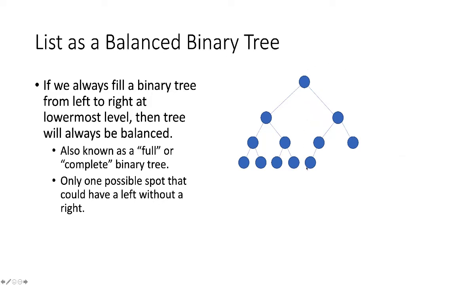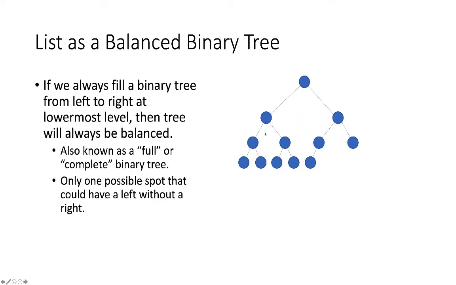So if we always fill a binary tree from left to right at the lowermost level, then the tree will always be balanced. And this kind of tree, which is filled completely from left to right, one level to the next, is known as a full or complete binary tree. In this case, there's only one possible spot that could have a left child without a right child, because we're going to fill it in, going from left to right, one level at a time.